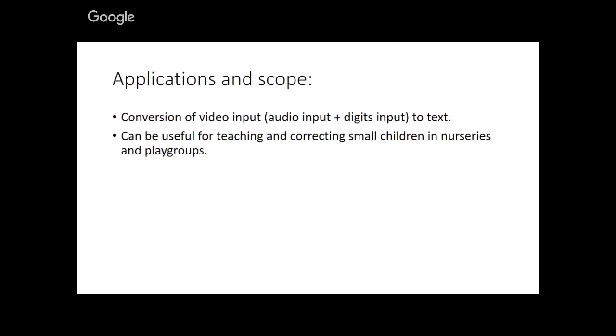This is mainly useful in teaching and correcting small children in nurseries and playgroups. For example, you tell a small child to read aloud and write 5. The system can tell you whether the child is pronouncing 5 correctly, and at the same time whether he is writing 5 correctly. So this is the basic application for now. This can be extended. We can train these two with different data sets to get different kinds of results. This has a lot of scope actually.